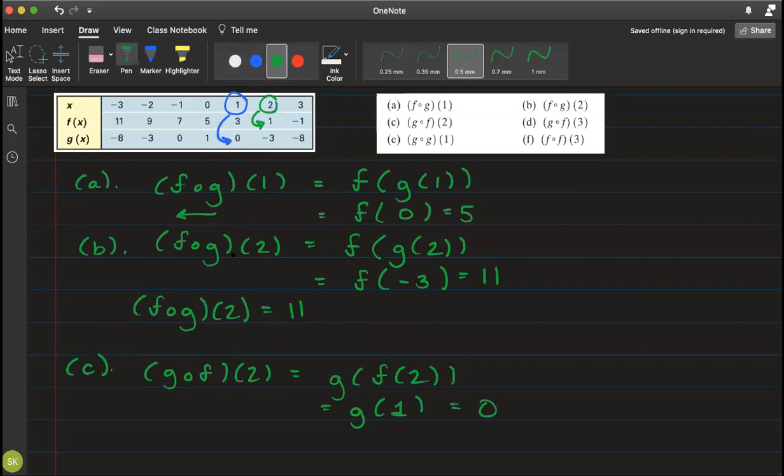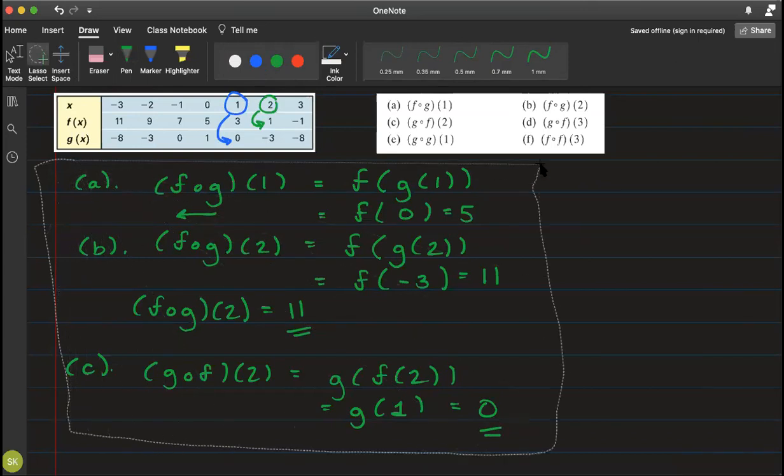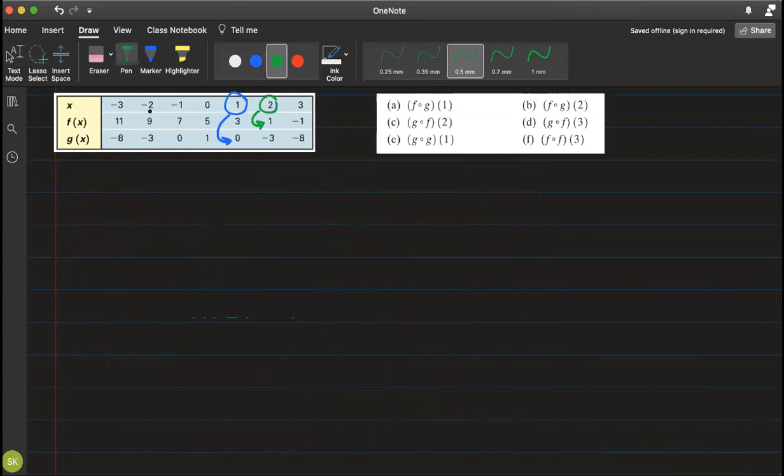And as you can see here, when I did F composed of G of 2, I got 11. But when I did G composed of F of 2, I got 0. Okay, let's erase this and try D. Maybe you should pause the video and try D and see if you get the same thing I get.